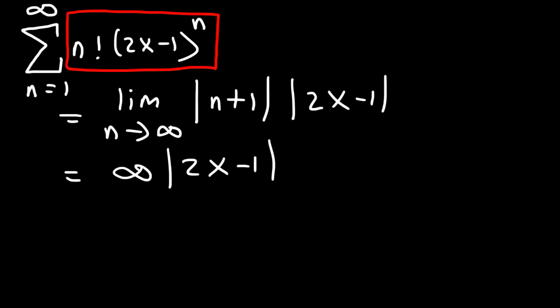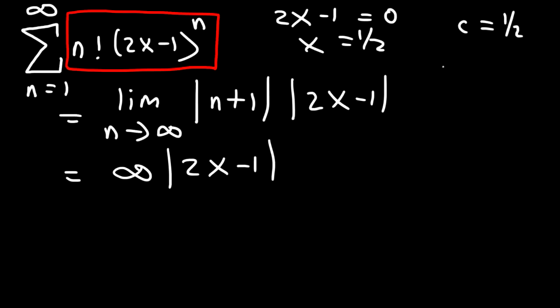Now, where is the power series centered at? What is our c value? To find our c value, we need to set the inside equal to 0. So if you set 2x minus 1 equal to 0, x is 1/2. And so c is 1/2.